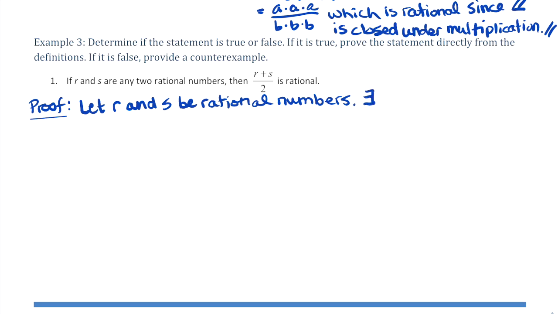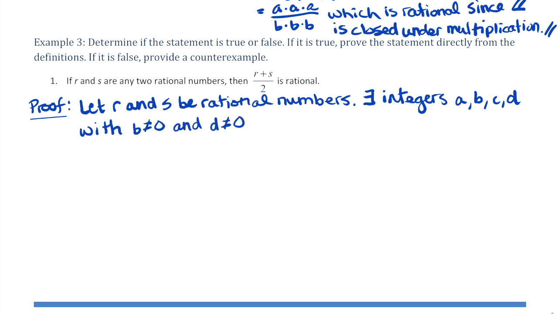Well, since they're rational numbers, there's got to exist integers A, B, C, and D, because we have two rational numbers, with B not equal to 0 and D not equal to 0, such that R equals A over B and S equals C over D.